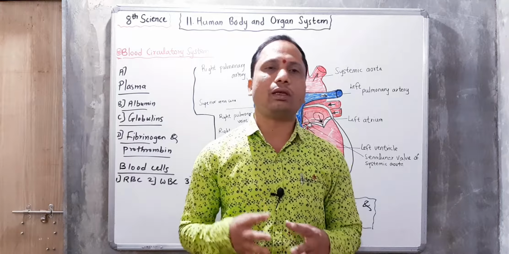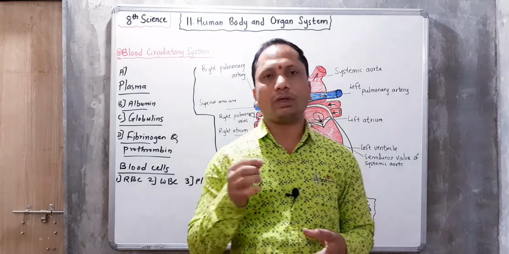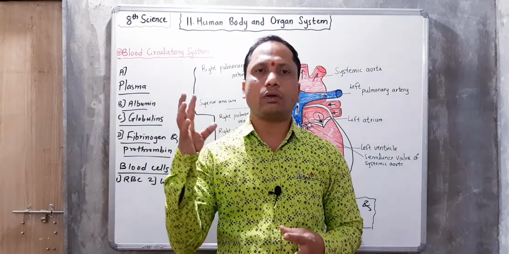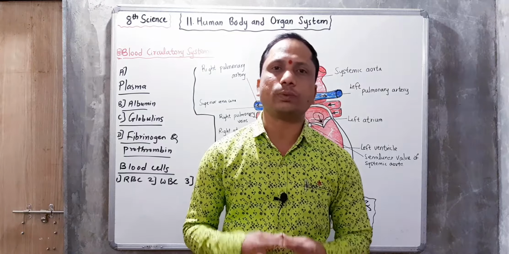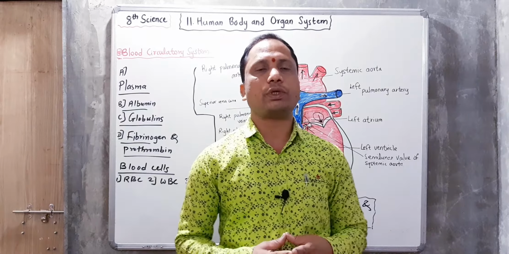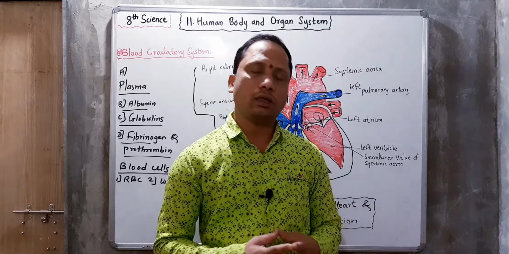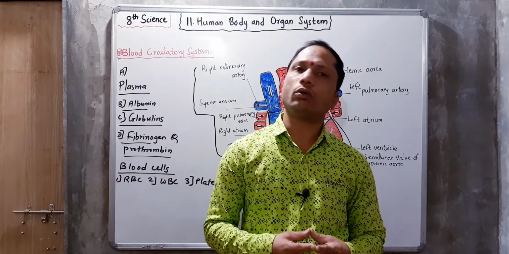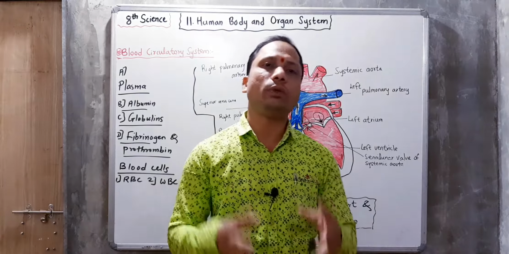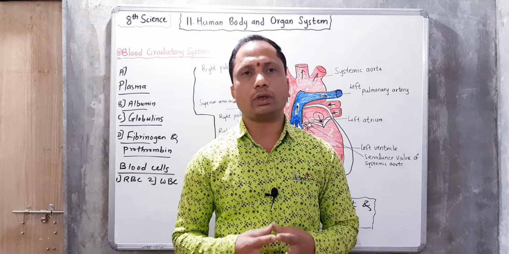RBCs have a round shape, and they have the red color because of hemoglobin. The protein hemoglobin is present, and in hemoglobin you know that iron is present in pure form. That's why the color of the RBCs is always red. WBCs have a quantity of 5000 to 10,000 per cubic millimeter.